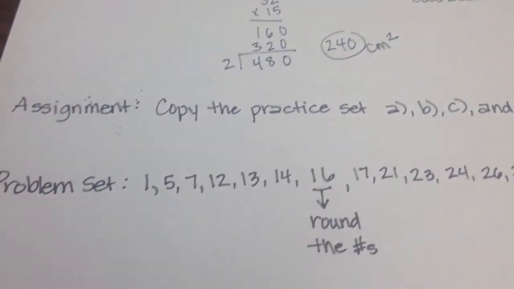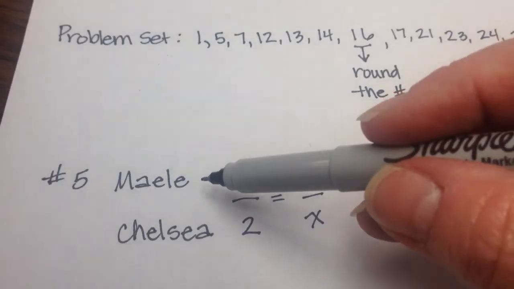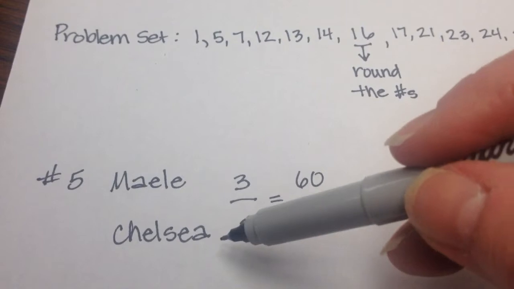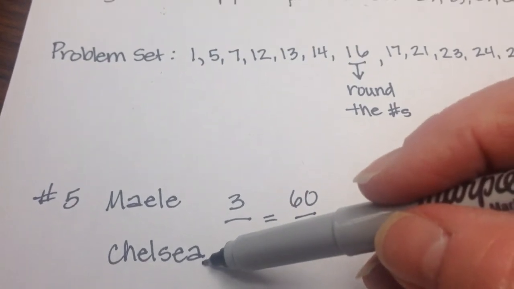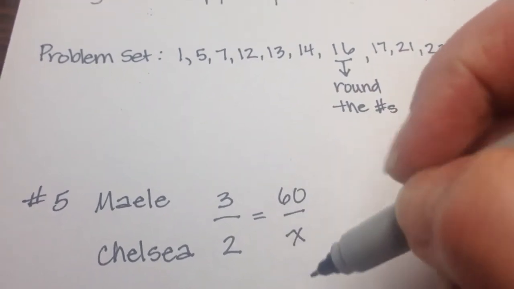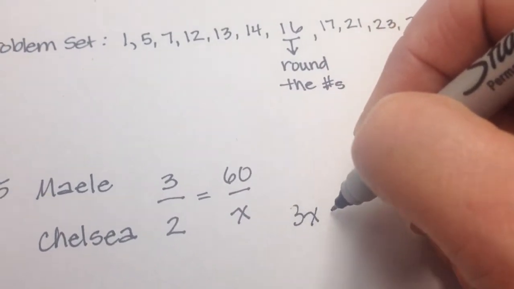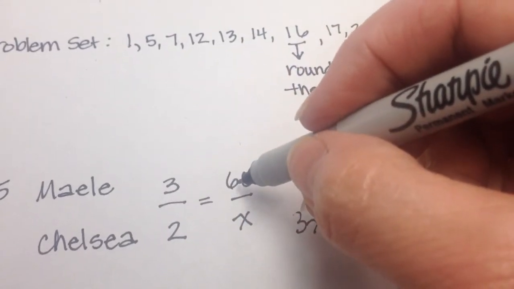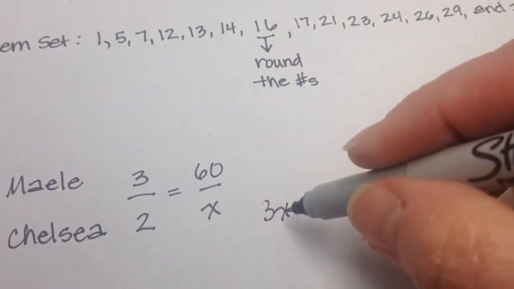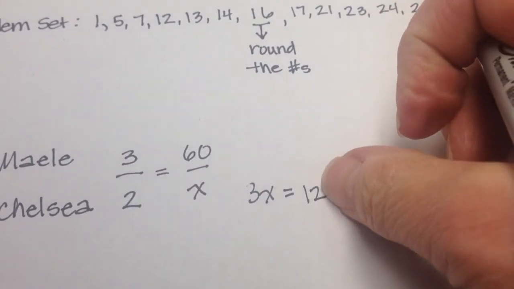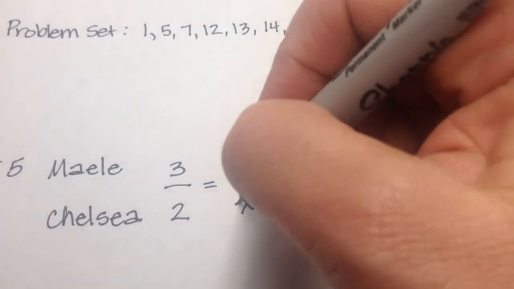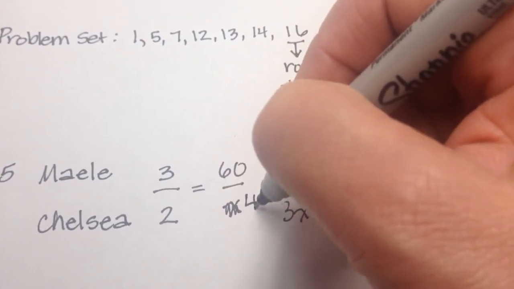Now, 5 is a little tricky. They're going to tell you Maylee and Chelsea. Maylee's age is 3 to 2, and Maylee is 60. They want to know how many years younger Chelsea is. Well, first of all, we have to figure out how old she is right now. So we're going to cross multiply. So you get 3x equals, what's 2 times 6? 12. So what's 2 times 60? 120. How many times does 3 go into 12? 4. So it goes into 120 40 times. So Chelsea is 40 years old.